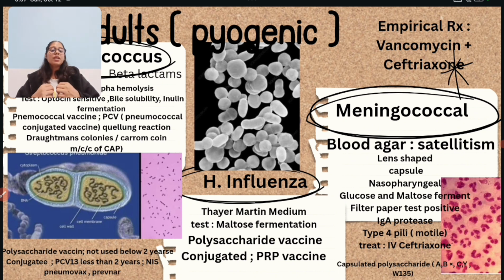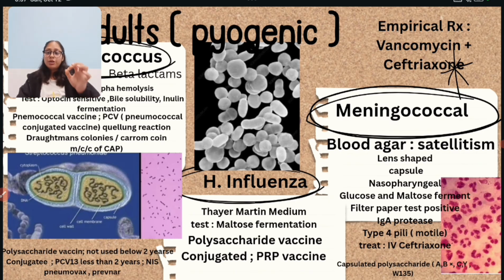Now, in Neisseria meningitidis, you can also have one more specific feature, that is type 4 pili, that is, they are going to be motile. Usually pili are not motile, but in Neisseria meningitidis it is motile. If you have a 100% diagnosis that it is Neisseria meningitidis, we usually go with treatment with IV ceftriaxone, which is the specific treatment for Neisseria meningitidis.